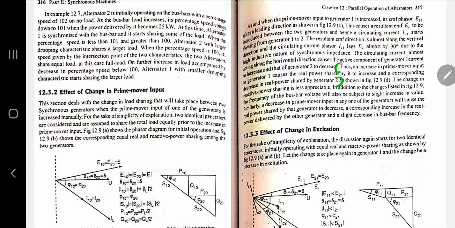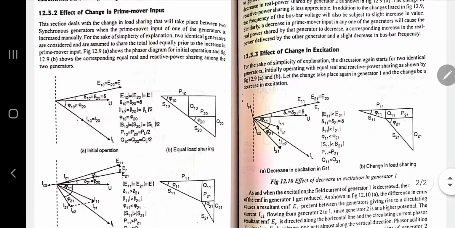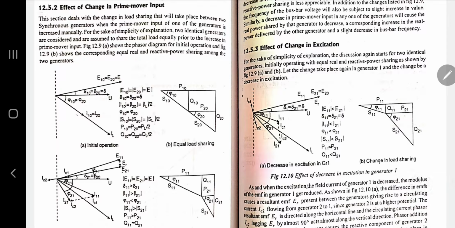So, what does it mean? If you are increasing the prime mover input, then the real power shared will be increasing. That means the active power will be increasing. So, input increasing, then the active power will be increasing.